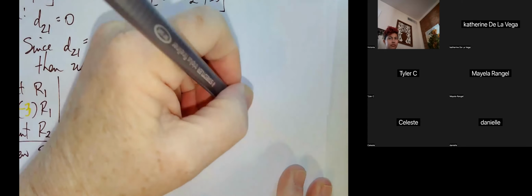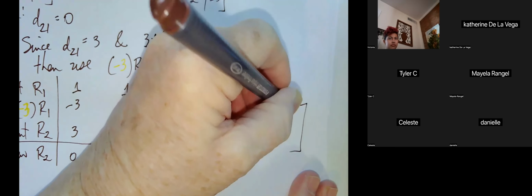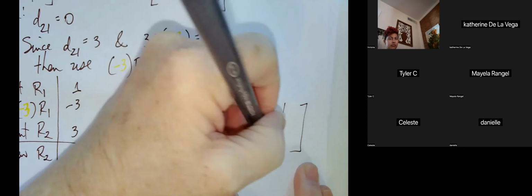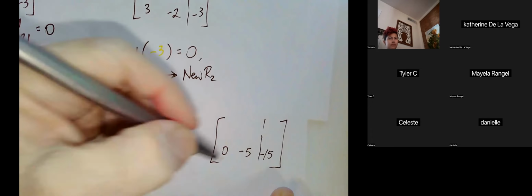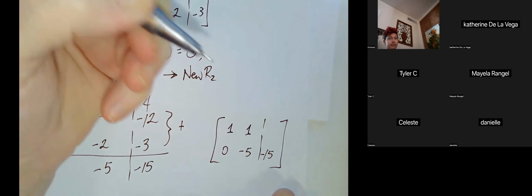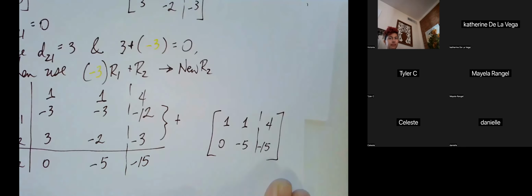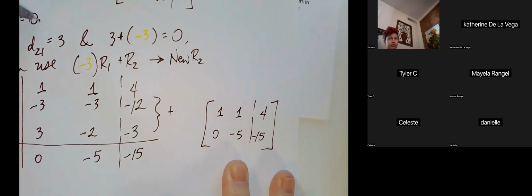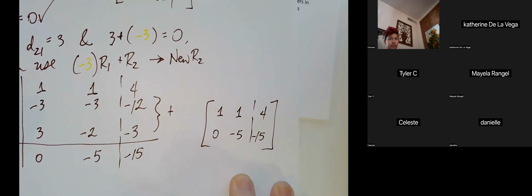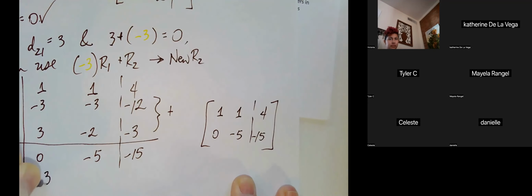New matrix, let's see, our new row 2 is 0, -5, -15, and we still have 1, 1, 4 for row 1. So we've completed our second goal. What is our next goal? To have D22 be 1. Yeah, that's right. Very good.